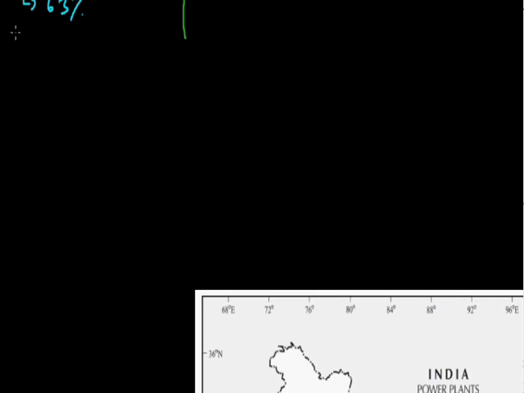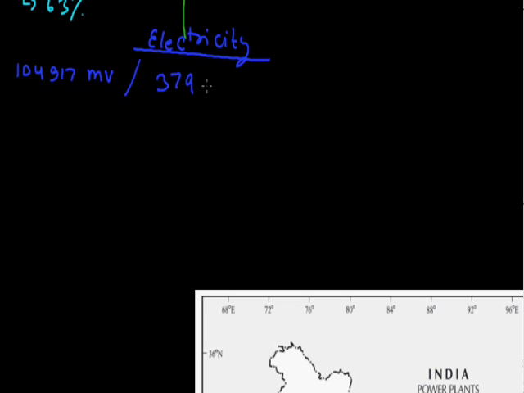Now let us come to the next part of the chapter, and that is electricity. We get electricity of about 104917 megawatt. Per capita consumption is about 379 kWh. More than 70% of electricity produced in India is through thermal power plants, where we produce electricity from steam power.